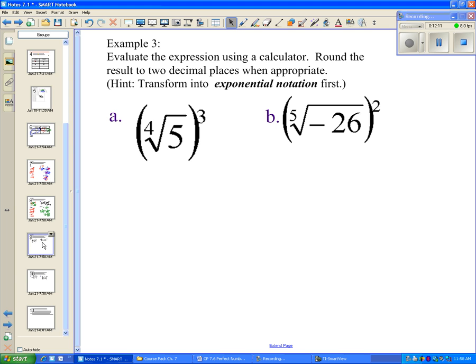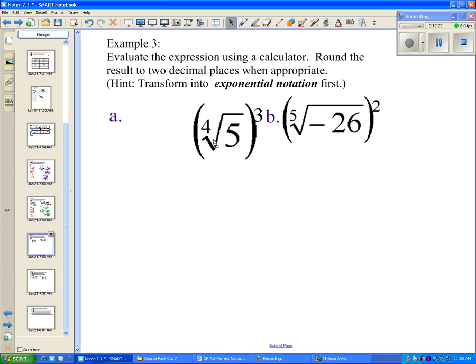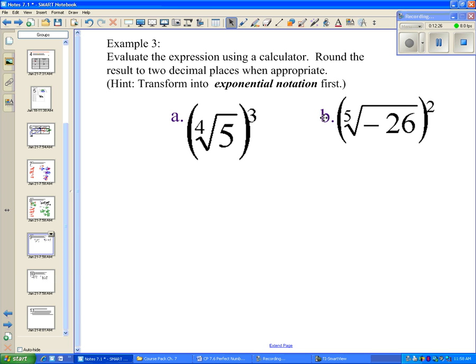Good. So evaluate the expression using a calculator. Round the result to 2 decimal places when appropriate. Transform into exponential notation. Here's my handy dandy little calculator. Let me move this over so I can see it. So here's A and here's B.